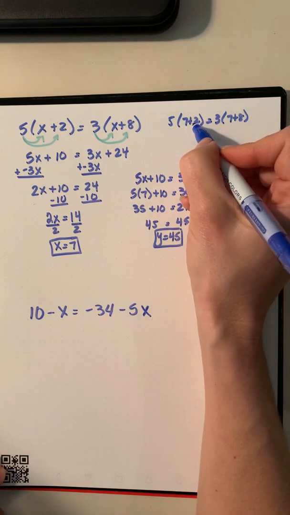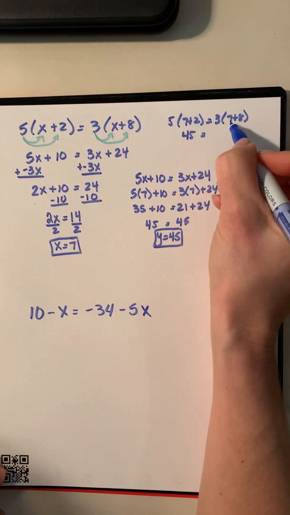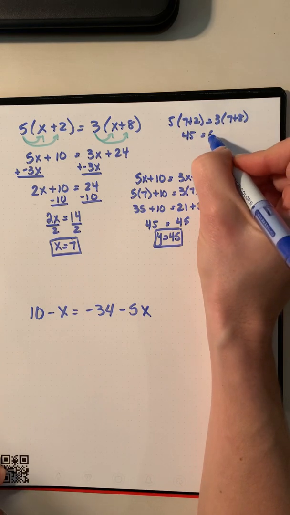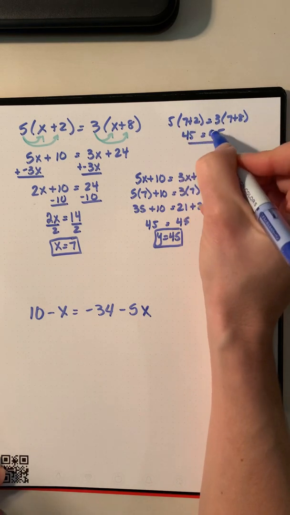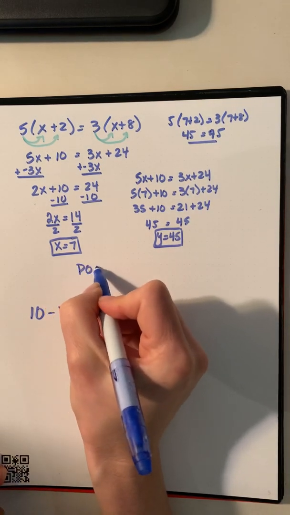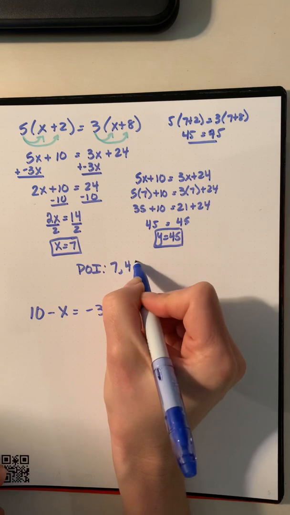7 plus 2 is 9. 5 times 9 is 45. 7 plus 8 is 15. 15 times 3 is 45. So either way, we'll get to our 45, okay? And what's my point of intersection? It's 7, 45.